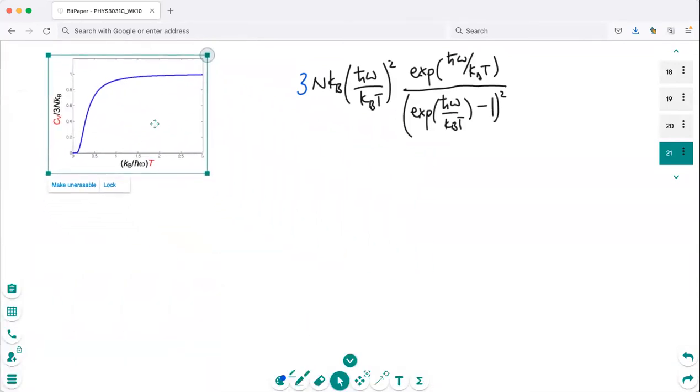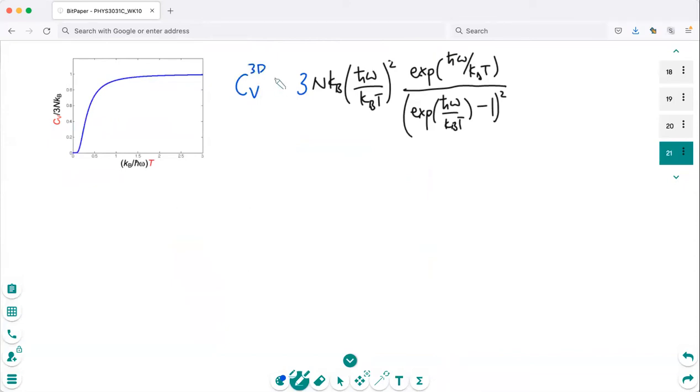Okay, now this is what I claim, but I also plotted it in a slightly different way. It's the way I like. I plot CV divided by 3NkB. So this is something you should link to my previous lecture. I like to plot things like this in the ratio of energy scales, energy scales relevant to the problem. So you can see I have kBT divided by h bar omega.